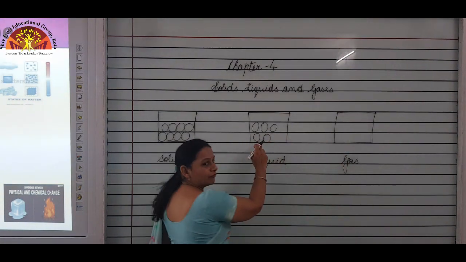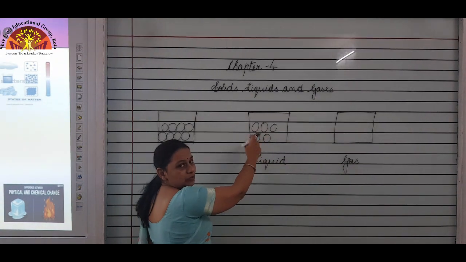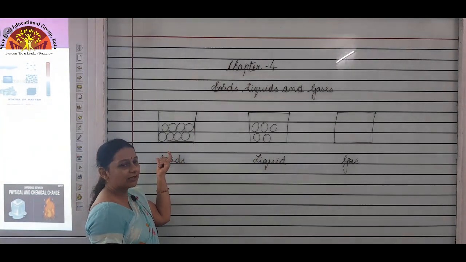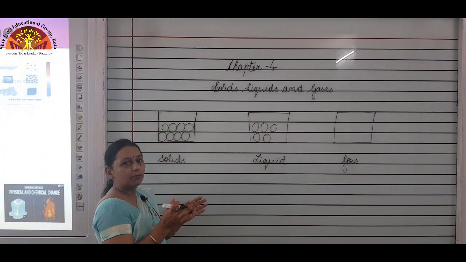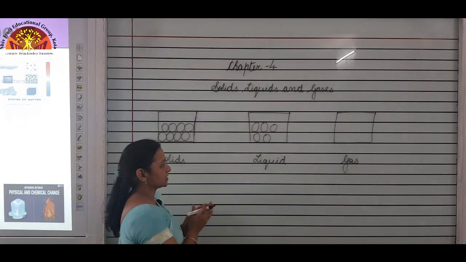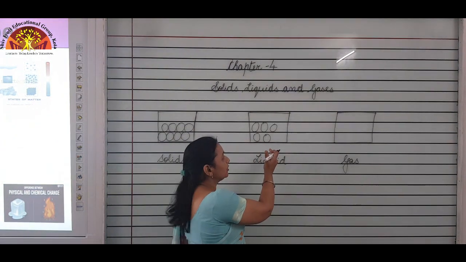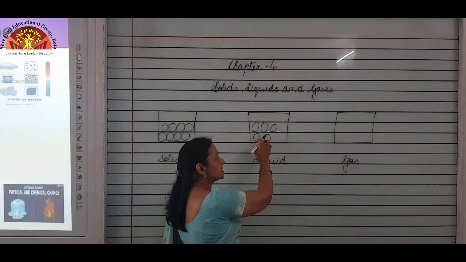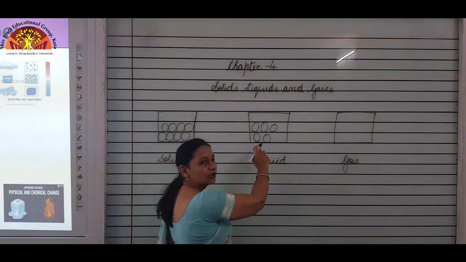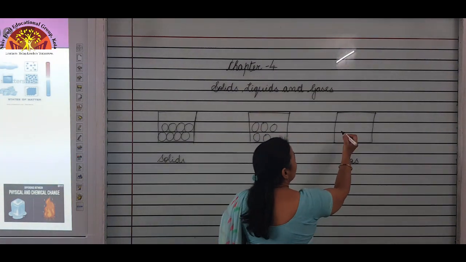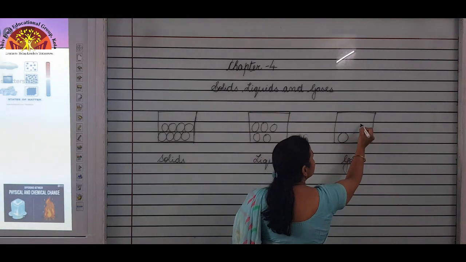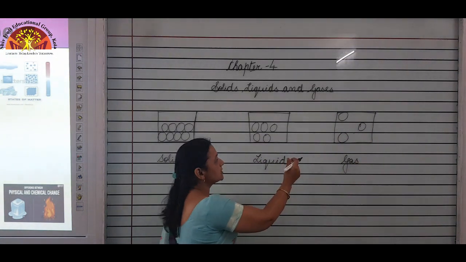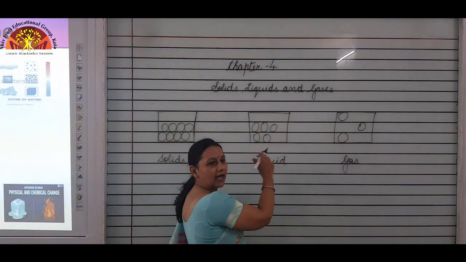The intermolecular force between these molecules is less as compared to the molecules in solids. In solids, they are bound by a strong force of attraction. In liquids, the intermolecular force of attraction is less, because the intermolecular space is larger. And here, in gases, the intermolecular space between the molecules is too much, more than solids and liquids.